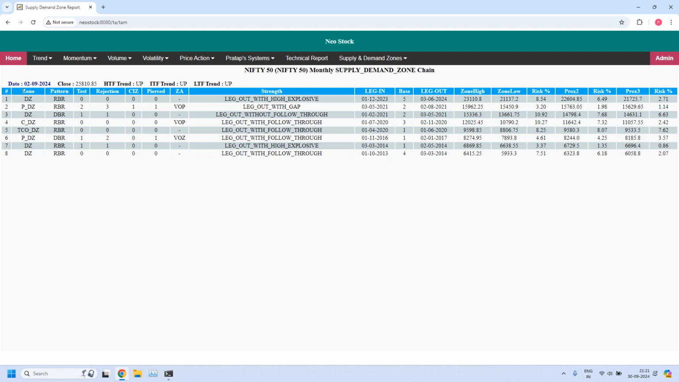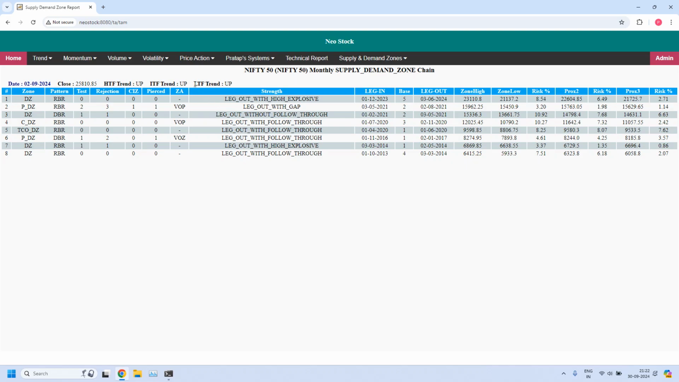Always look into the zone column for all the reports, the upcoming reports also. Look into the zone column for finding the high liquidity zones. And also look into the pierced column to verify any of the zones are pierced. If the pierced count is more than 0, the zones are pierced. So you can ignore those zones.